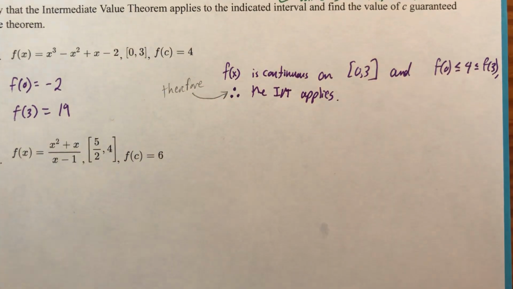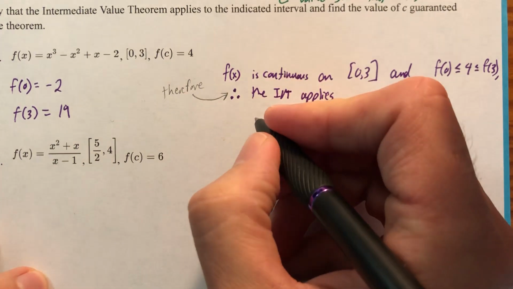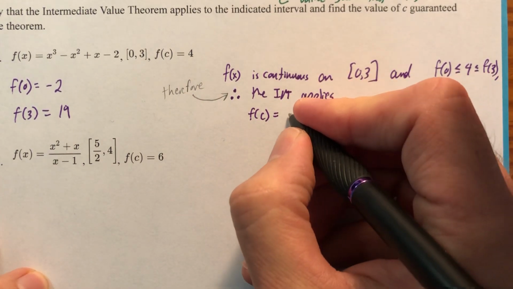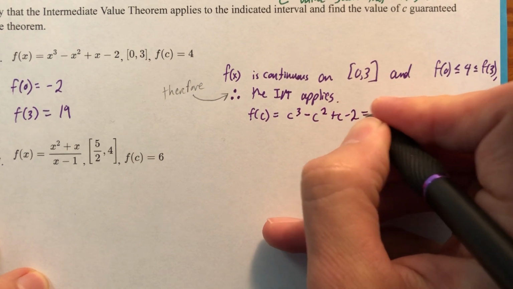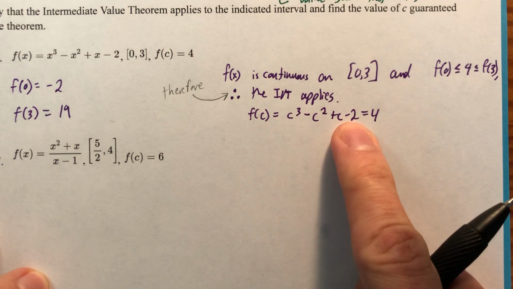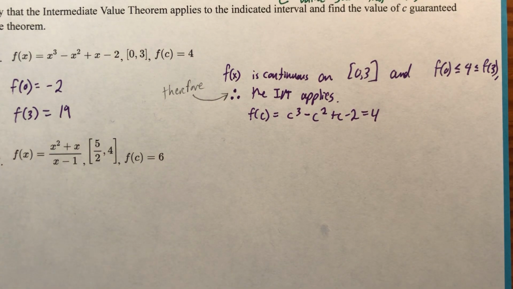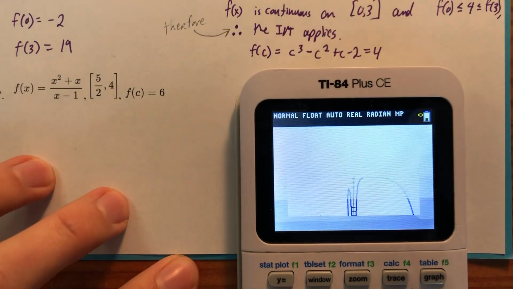Okay, but now we're also going to find the C value. We need to find out exactly where this happens. So we want to know if f of C equaled 4, what would C be? So C cubed minus C squared plus C minus 2 equals 4. So here's our function with C plugged in, and we're going to make it equal 4. And yeah, you could solve that by hand if you're fantastically magical, but we are not. And therefore, we will graph it.